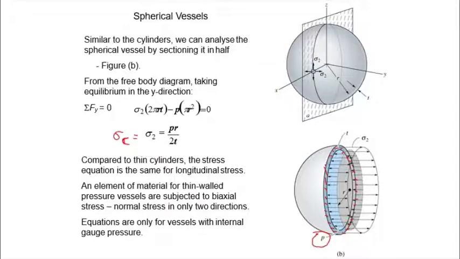And we see that there's a difference between the stress in a sphere. There's only one, because in any direction you go is circumferential. There's no longitudinal direction. So in a sphere we only use one equation. And if you compare, this equation is the same as the longitudinal stress equation for thin cylinders. So we'll have a look in an example what effect that has.